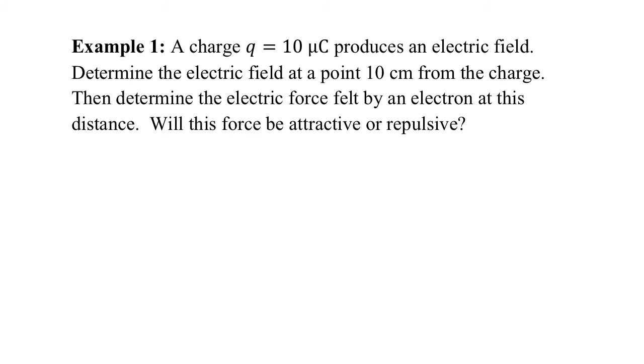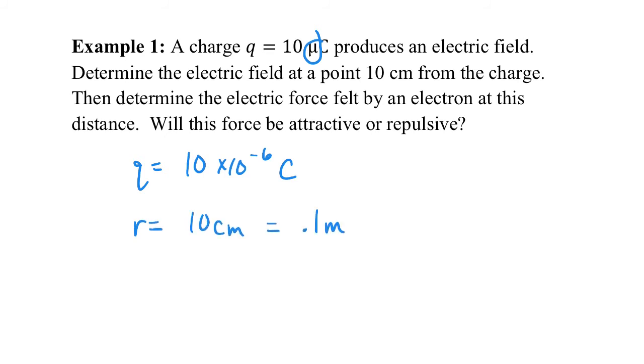So let's take this one step at a time. Here's Q. Okay, if we didn't know that, we have to recognize that micro means 10 to the negative 6. So I replace that. The distance from the source is 10 centimeters, which is 0.1 meters. Pretty much it. Don't need anything else to find the electric field.